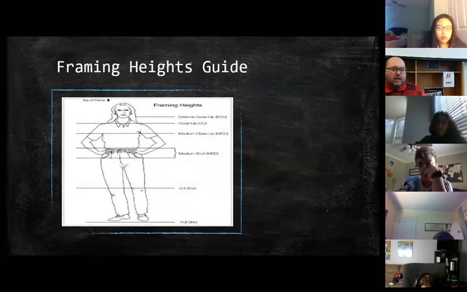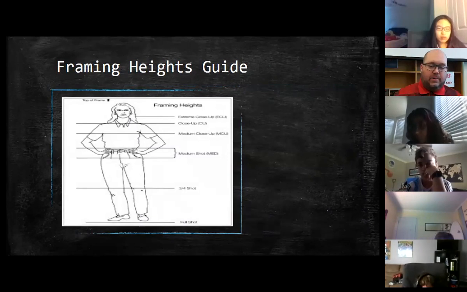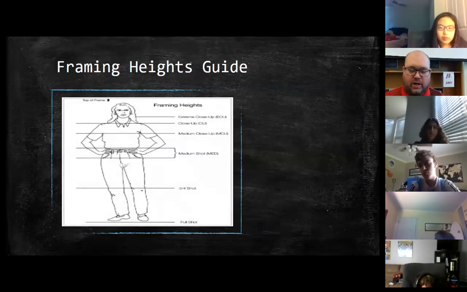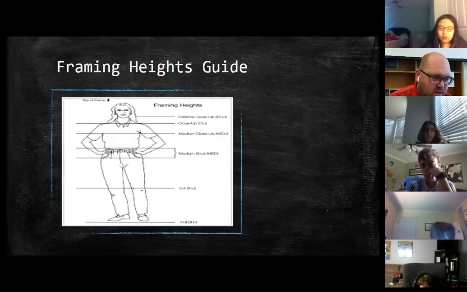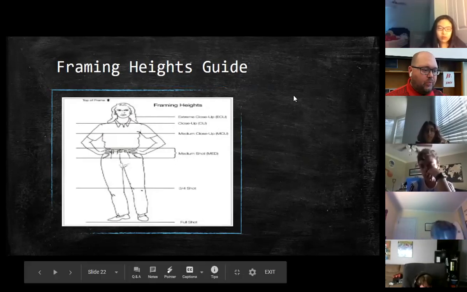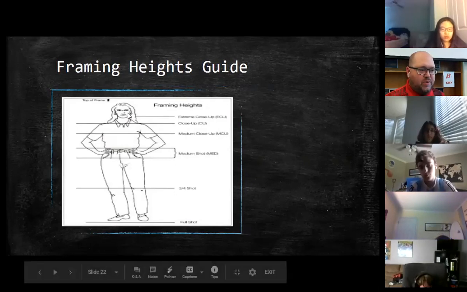Now, this part you're not going to need to really write down; I just wanted to put this in here for you. This is called a framing height guide. And what this does is, if you look at the image here, you can see the cutoff points to determine your depth of shots.